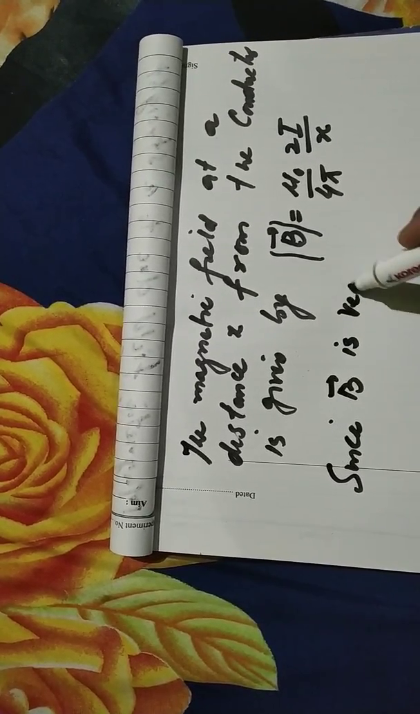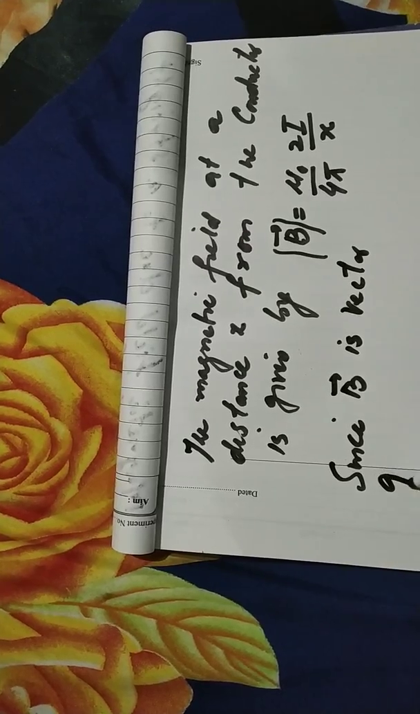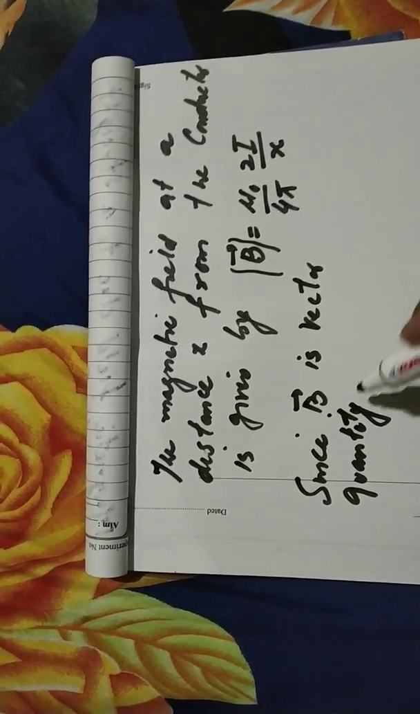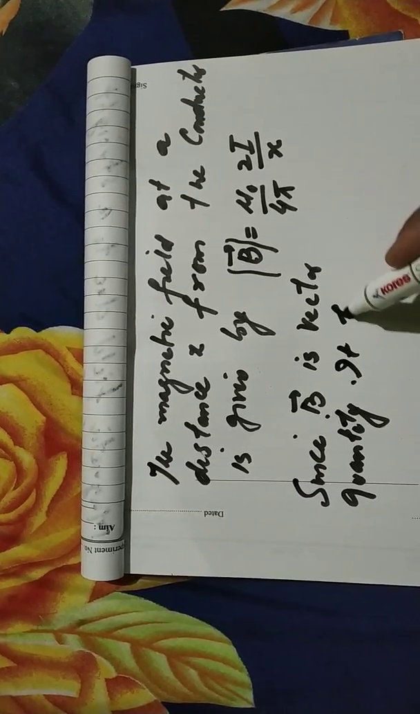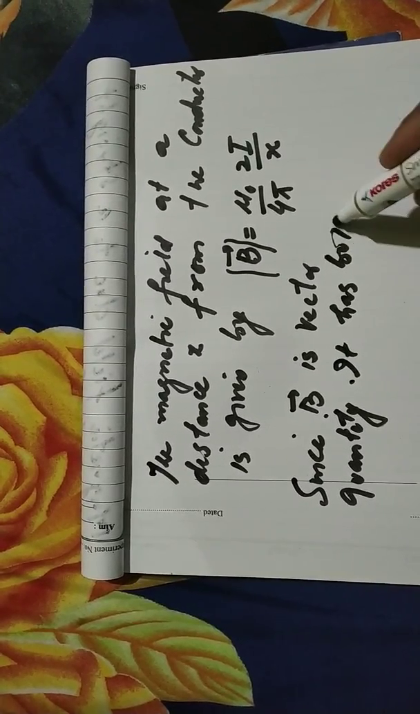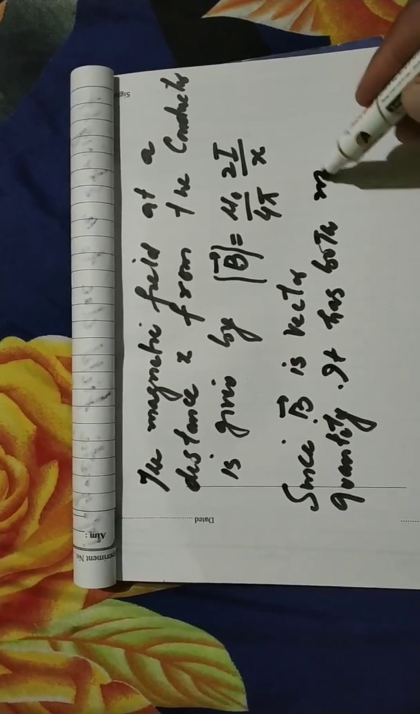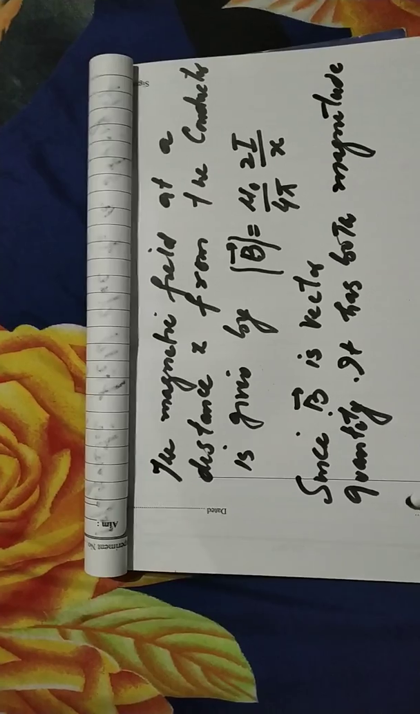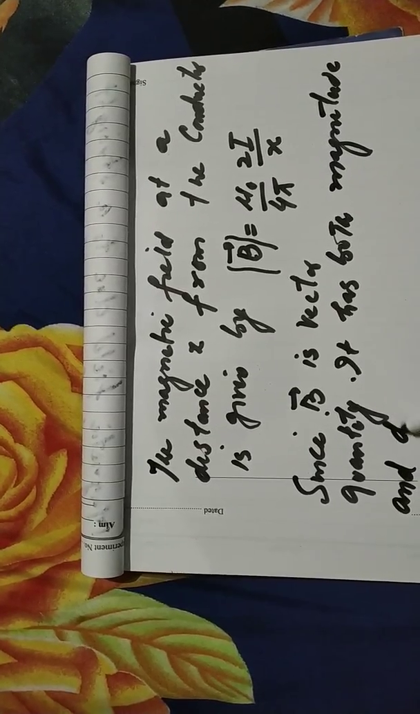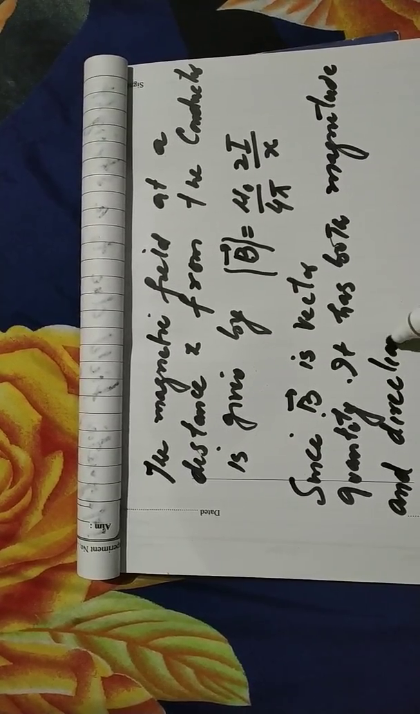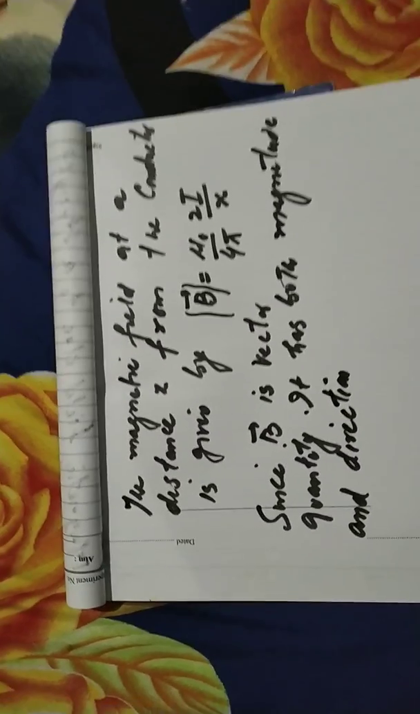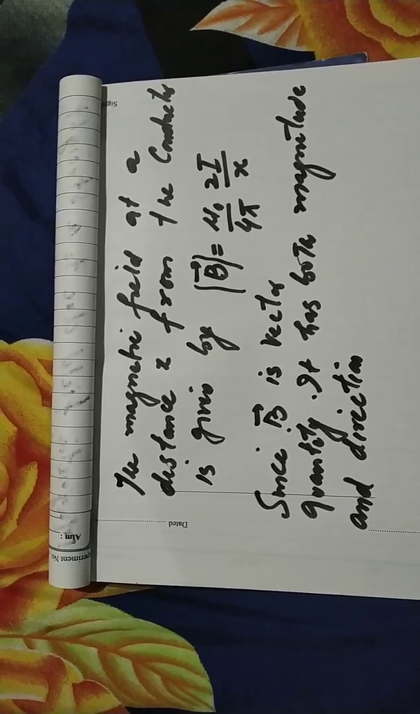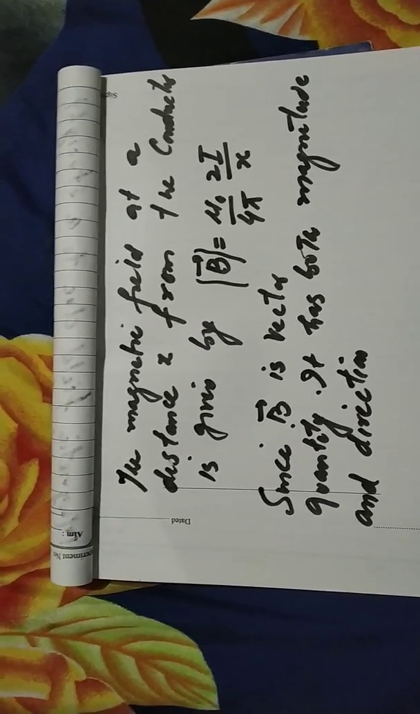Now this magnetic field, you all know, is a vector quantity. B is a vector quantity. That means at point P, it has both magnitude as well as direction. Now, the magnitude at point P, we have calculated at a separation of x from the conductor. It is given by mu naught by 4 pi, twice I by x. But what about direction?